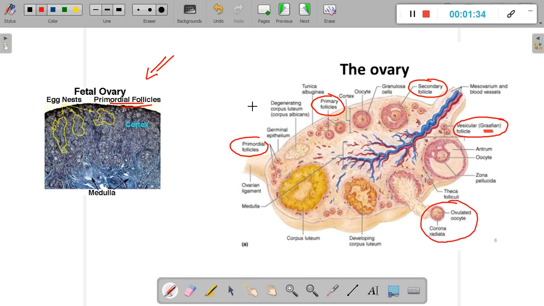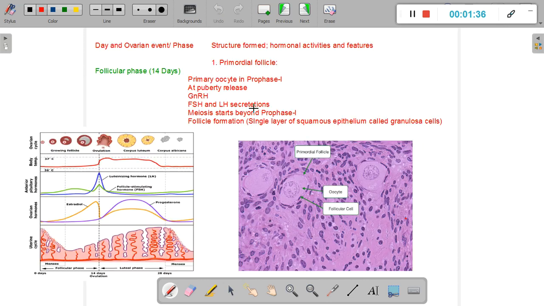Now let us have a look at how these changes basically start. The follicular phase spans the first 14 days. Let us see what happens on day 0. Imagine that the female has just achieved puberty today, exactly on this day.